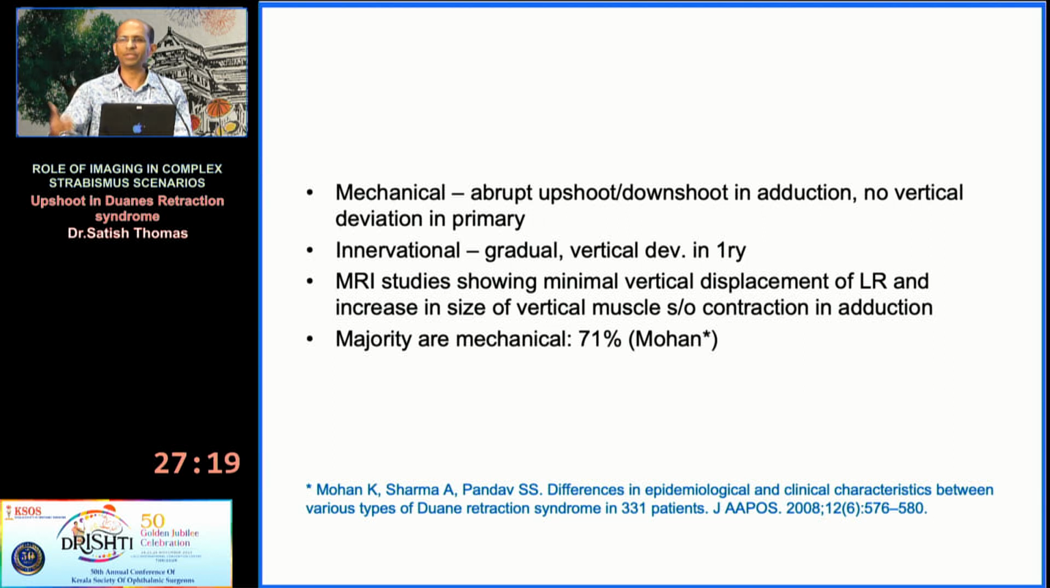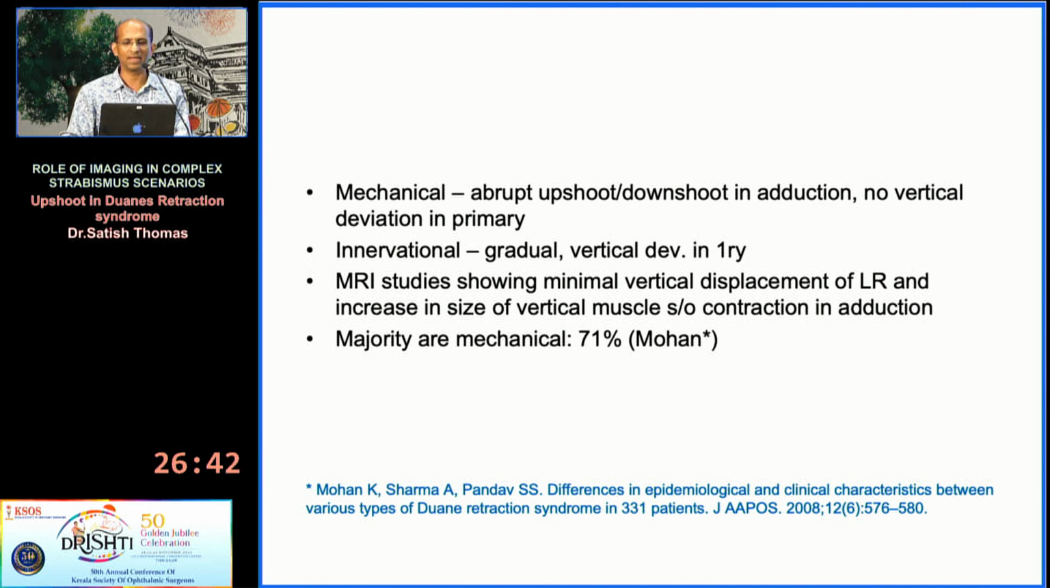So how do we differentiate the two? In the mechanical type, there is an abrupt upshoot or downshoot in adduction, and there is no vertical deviation in the primary gaze. Whereas in the innervational, it's more of a gradual upshoot like that you see in an inferior oblique overaction. And sometimes a vertical deviation can be present even in the primary gaze. There are some MRI studies which show minimal vertical displacement of the lateral rectus and increase in size of the vertical muscles, suggesting contraction in adduction in the innervational type.